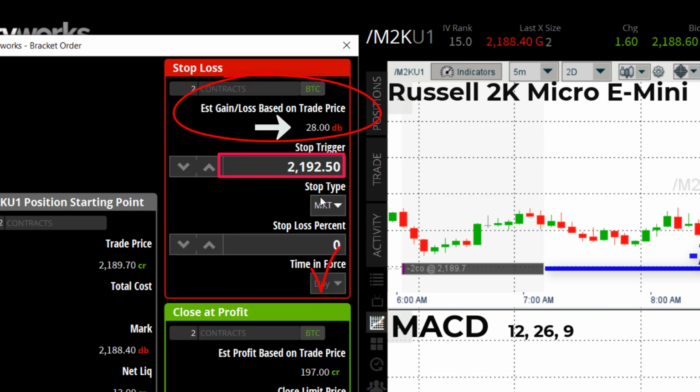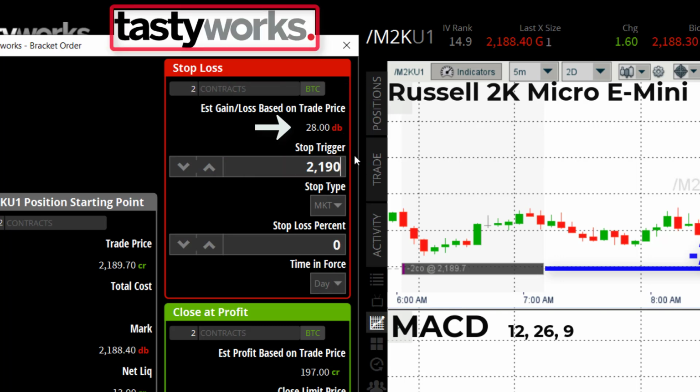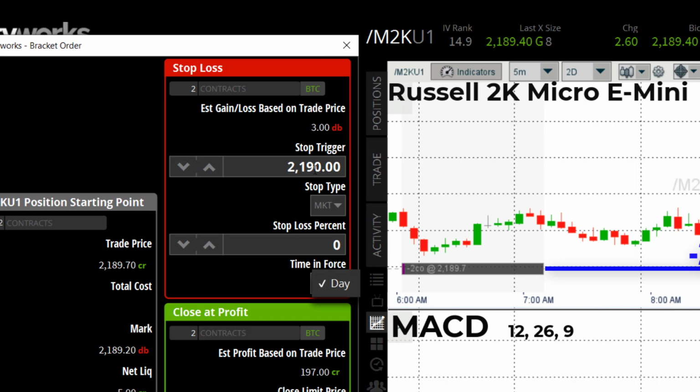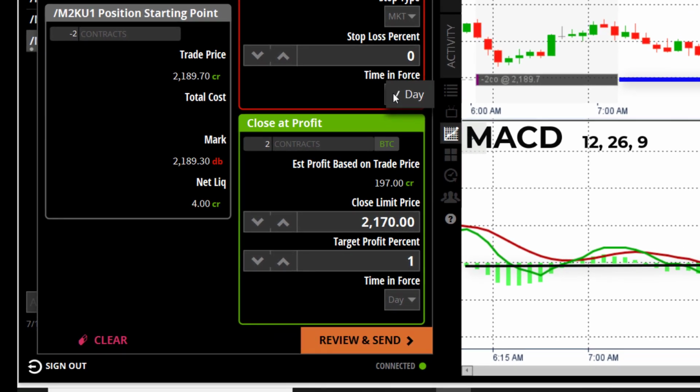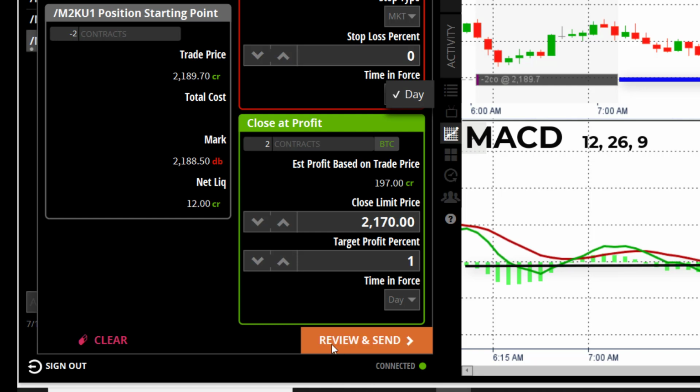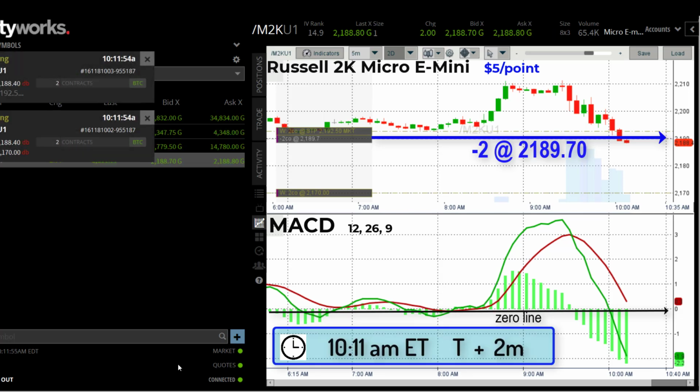So you can see the stop loss up here, 2192.50, and the amount that I'm willing to risk on the trade. Now, I put it down at 2190, which was just about a free trade area there. But then I think about it and think again, and I need to put it up at 2192.50, so I do not get stopped out immediately and give the trade room to breathe. Now, my close at profit down here, I put at 2170. I could put anything I want in there. It's just fiction unless the market decides to give us that much money.